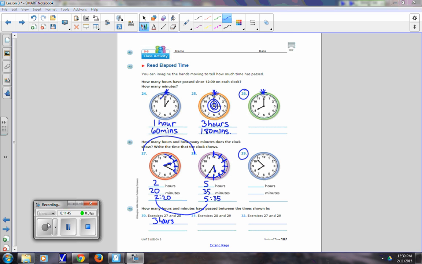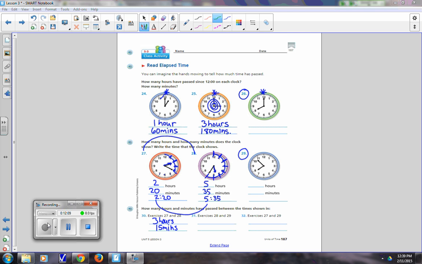So we have 3 hours that have transpired. But we have 2:20 and 5:35. How many minutes is that? 5, 10, 15 minutes. So 3 hours and 15 minutes. So in order to do number 29 correctly, and maybe I should do 29 with you just to make sure you're able to do the bottom two here.